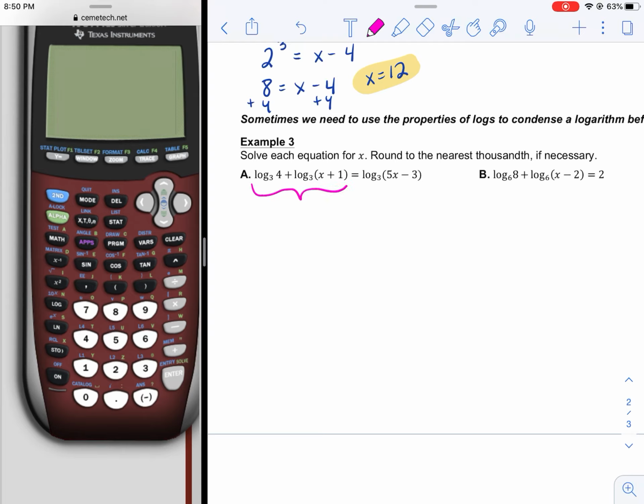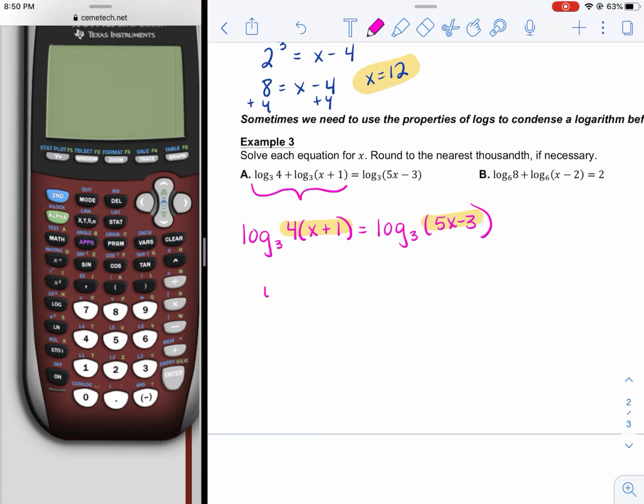Okay, but we learned last week to condense the left side into a single log. So I'm going to write this as log base 3. I'm going to condense these, and when I condense addition, I use multiplication. So I'm going to do log base 3 of 4 times x plus 1 equals, I'm going to keep the log base 3 of 5x minus 3. Okay, so now I have the word log on both sides, and so all I have to do is set my arguments equal to each other.